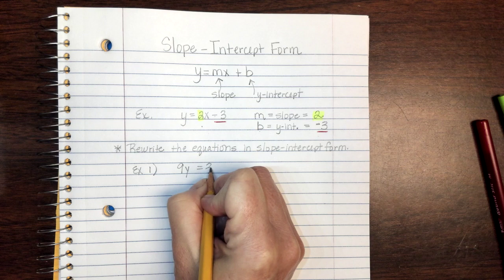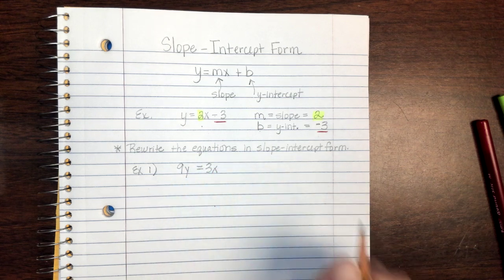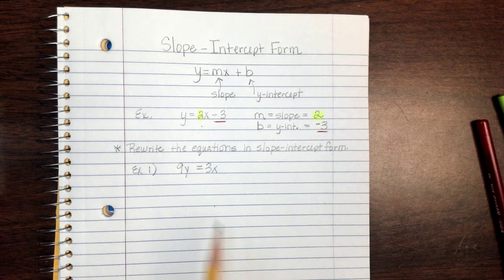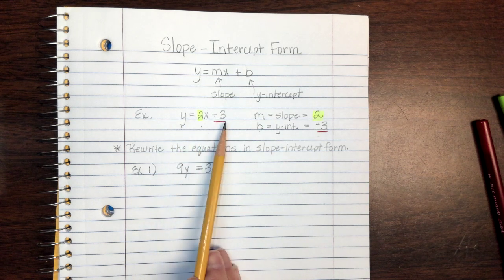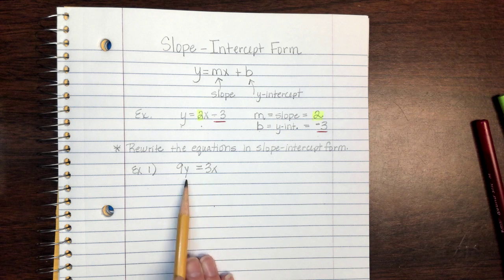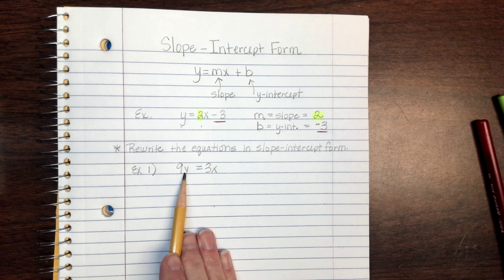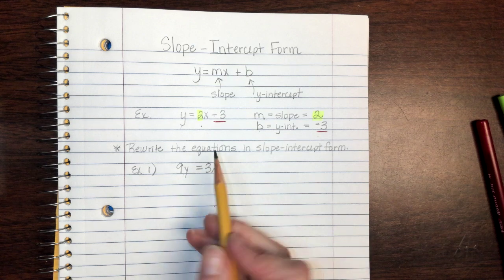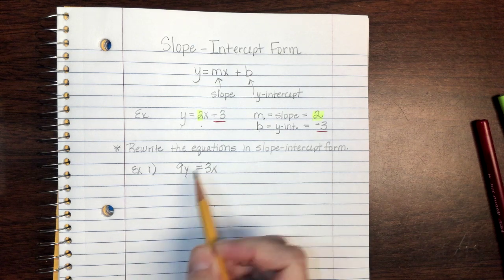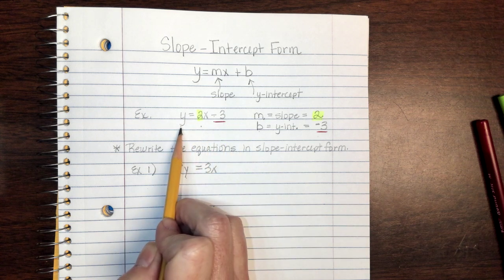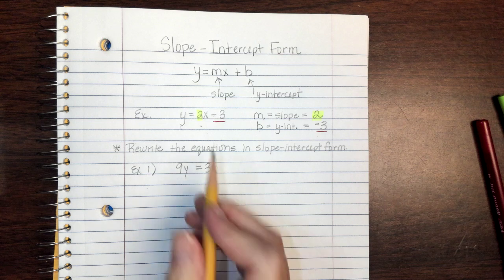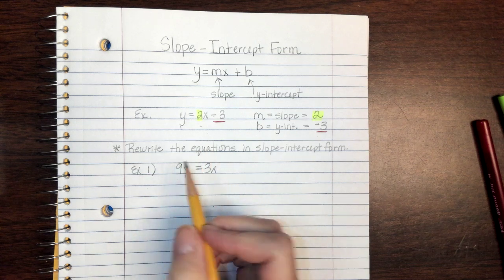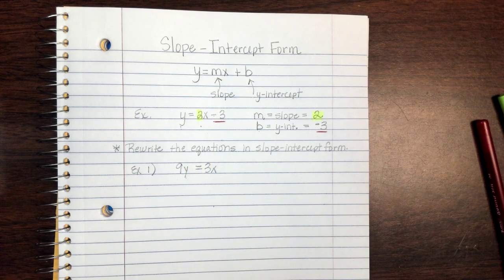9y equals 3x. What you're going to notice in all of these equations is that y is not by itself, like it was in the example above, where you had y equals 2x minus 3. In this equation, and all the examples we're about to do, y has something on the same side with it. So our goal is to get y by itself, because if we're going to get it in slope-intercept form, we have to isolate the variable y. So we have to get it alone. And the only way to get it alone is to undo everything that's being done to it.